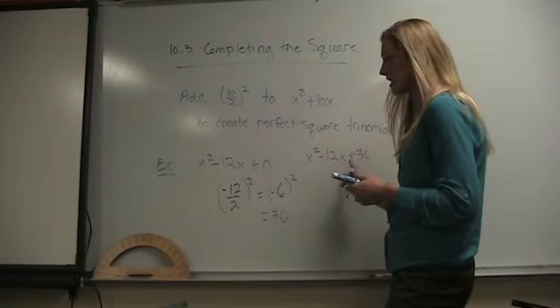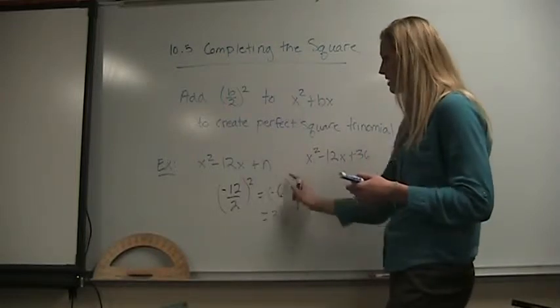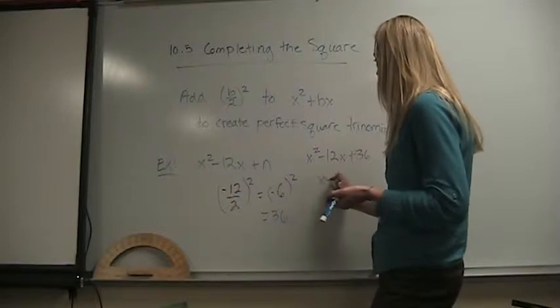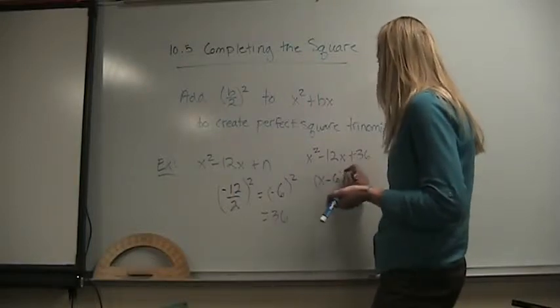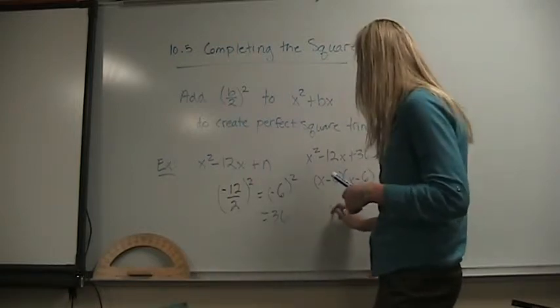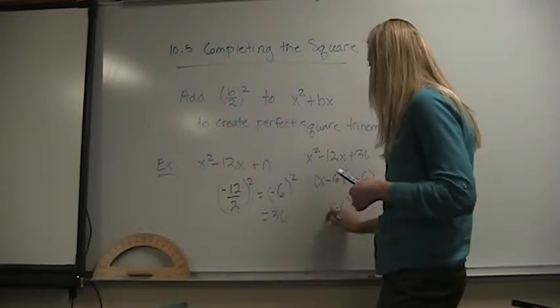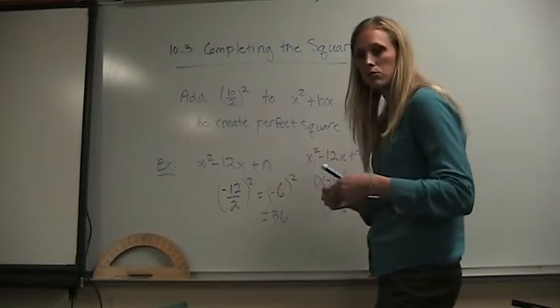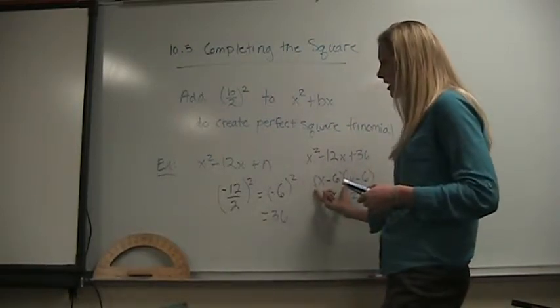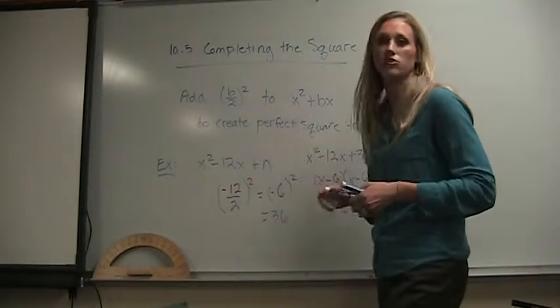Factors of 36 that add to be negative 12, well that happens to be this term that I just added, negative 6. So this could factor to be x minus 6 times x minus 6, which I could rewrite as quantity x minus 6 squared. That's the cool thing about completing the square. It's always going to be factored into x plus whatever this term was, squared.